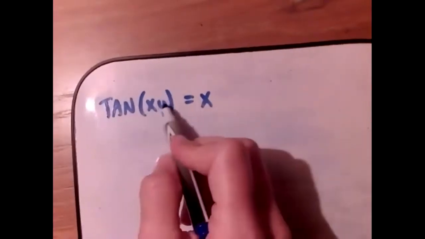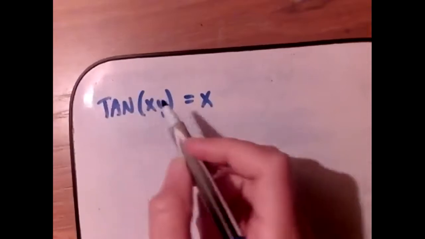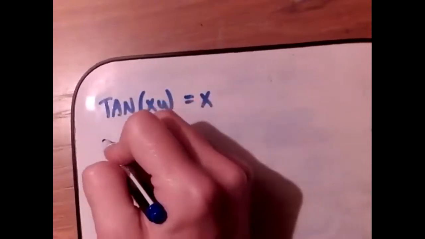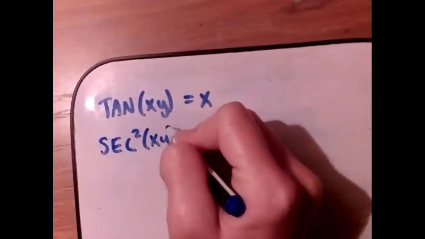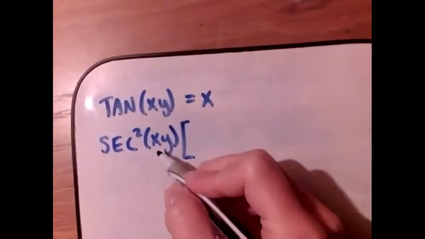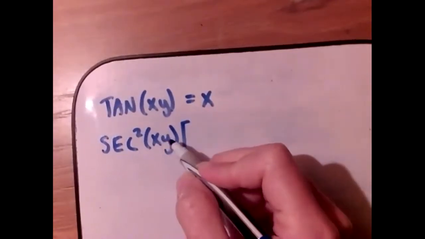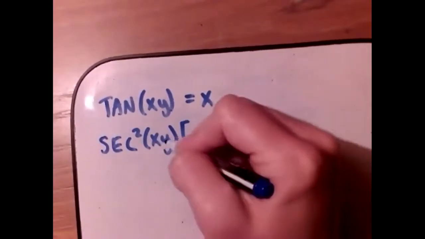And so this is going to involve a chain rule. The outside function is tangent and the inside function is the xy. So derivative of tangent will give us secant squared. And then when we chain on the derivative of the inside part, that's going to involve a product rule. So that will be the first thing times derivative of the second.